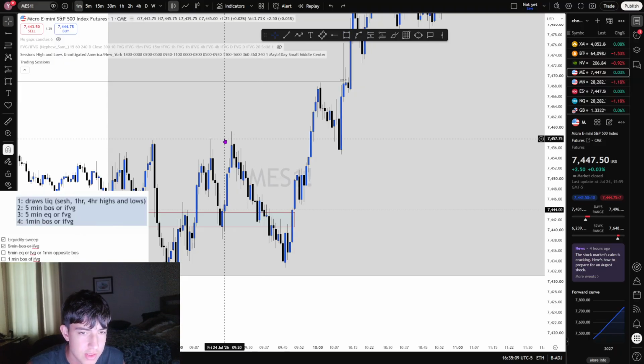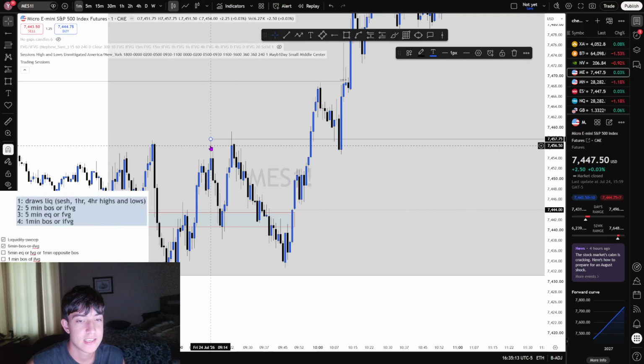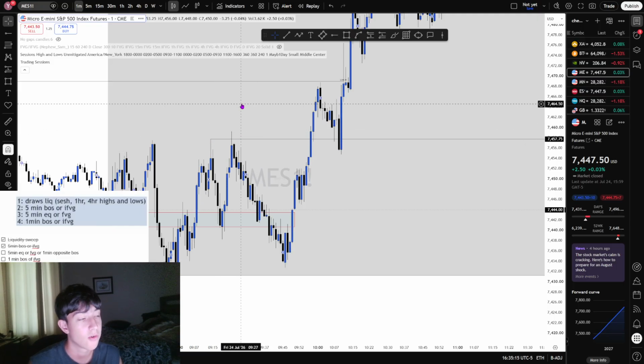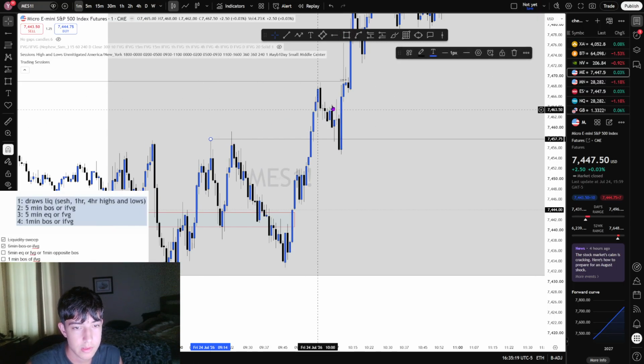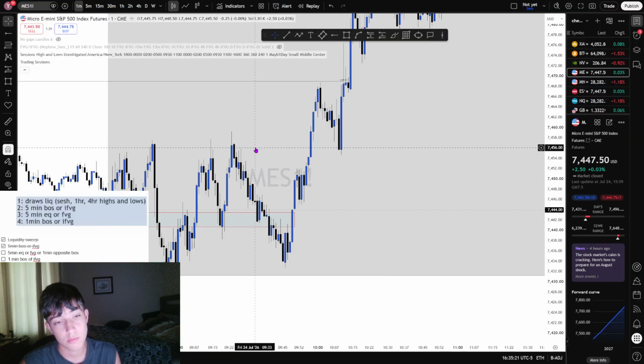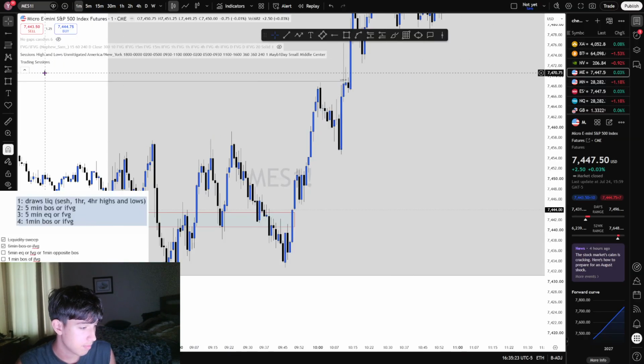We don't see a break of structure. This is not a break of structure. It needs to close above this wick for it to be a break of structure. If it had closed right here, I would have entered, but we didn't enter because there was no break of structure or inverse fair value gap.